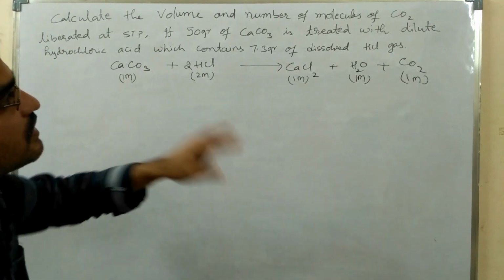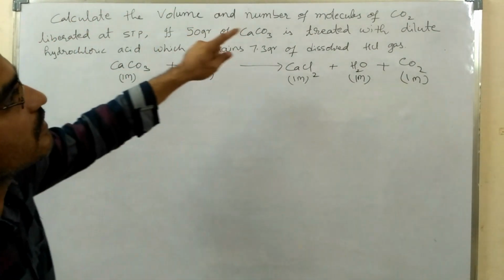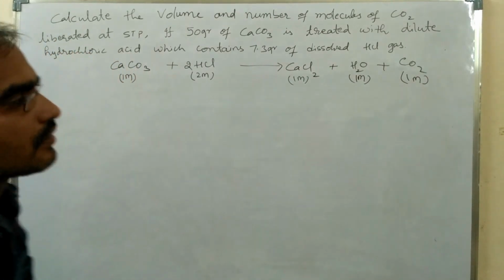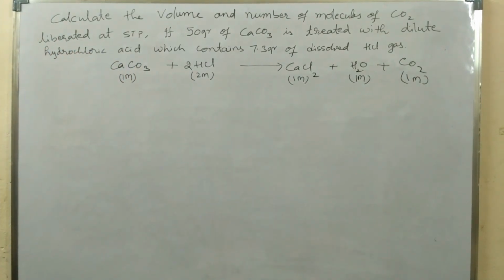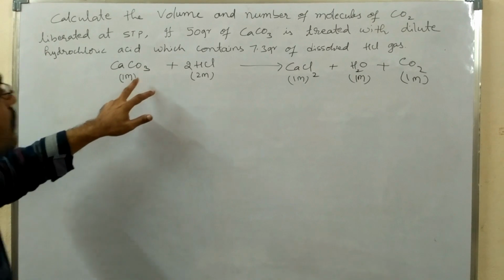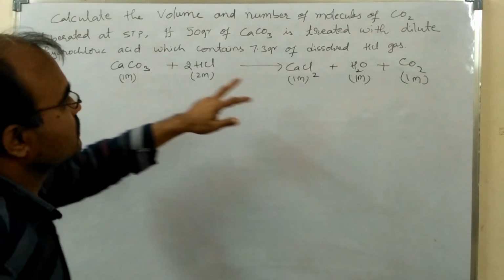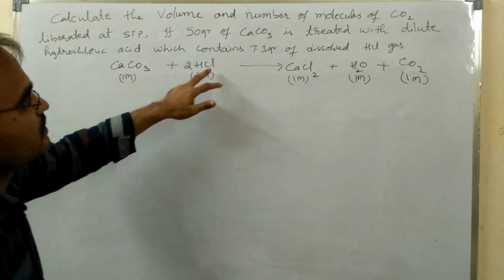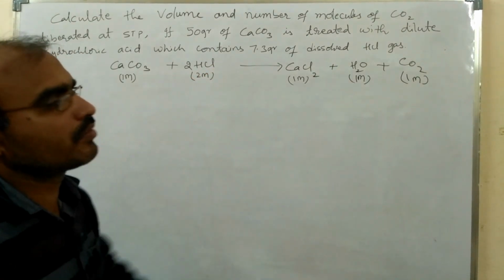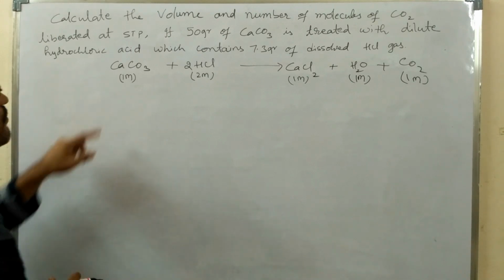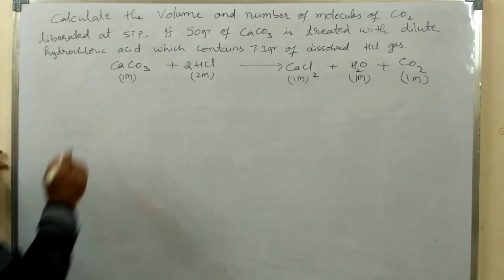The reason I am considering only CO2 is that our question deals with CO2 gas only, not with calcium chloride and water. So we have to remember that 1 mole of calcium carbonate gives 1 mole of CO2 gas, and 2 moles of HCl gives 1 mole of carbon dioxide gas. If we need it in moles, we use moles. Or else now let's calculate their masses.